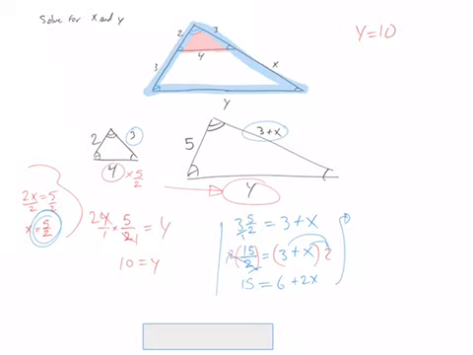Here for more room, subtract 6 from both sides, and I'm going to get 9 is equal to 2x. Dividing by 2, x is going to equal to 9 over 2, which if you want would be 4.5. So x is equal to 4.5.